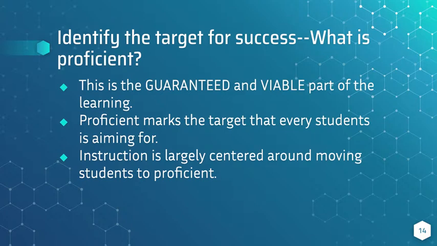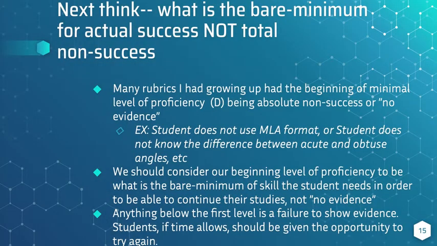Proficient marks a target that we have for every student. Instruction is then largely centered around moving students toward this proficient target. Our next step is to go to the minimum success criteria.